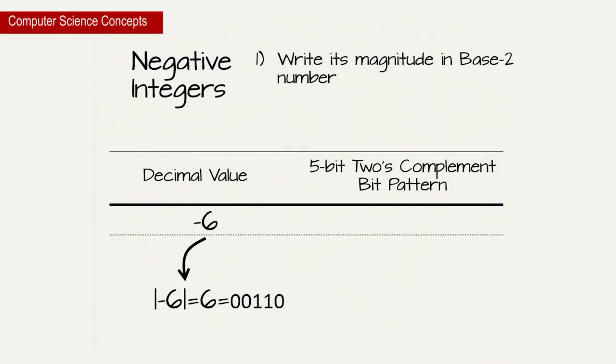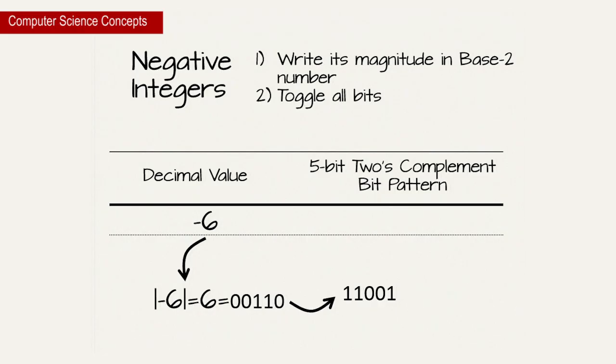For a negative integer, we first start with writing its magnitude, which means we just get rid of the negative sign. In this example case of minus 6, the magnitude of minus 6 is 6, and its base 2 value is 0, 0, 1, 1, 0. In the next step, we toggle all the bits in the pattern. So 0, 0, 1, 1, 0 gets toggled. It becomes 1, 1, 0, 0, 1.